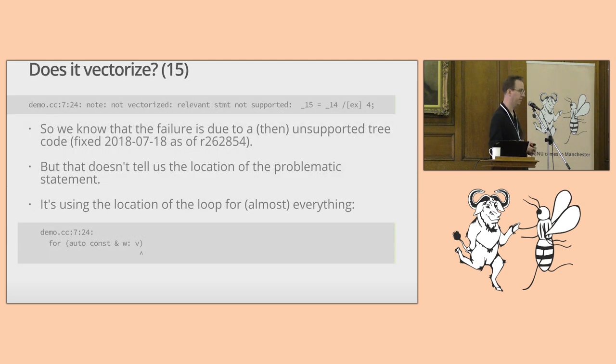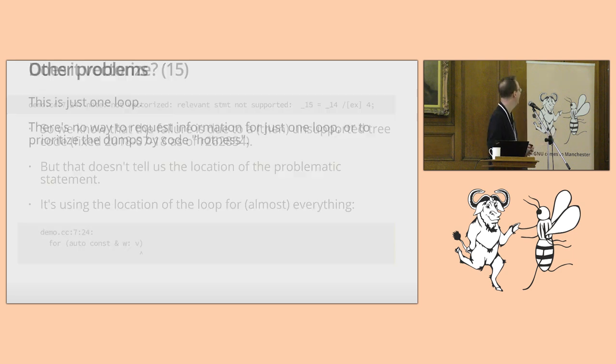And so we know that it turns out there's a particular tree code which at that time the vectorizer didn't know how to handle, and it was a trivial patch, thank you, Richie, that's in trunk. But you'll notice that all of those notes were being emitted at line 7, column 24, at what internally is stored as vect location, the location of the loop. And from the user's point of view, it's like, okay, I know that the vectorizer is complaining about a particular statement, but which one is it?